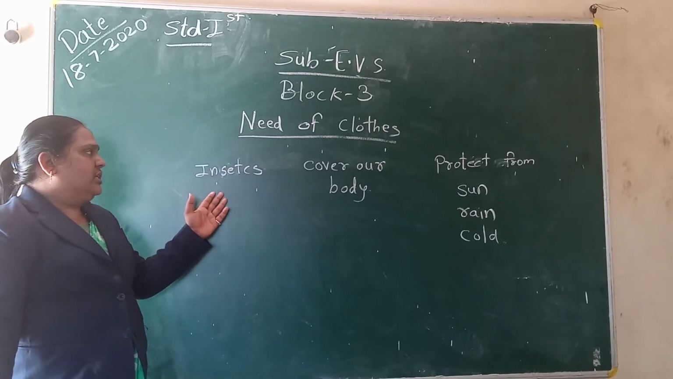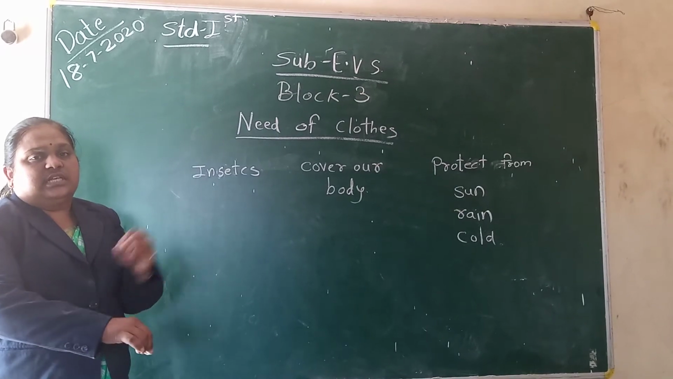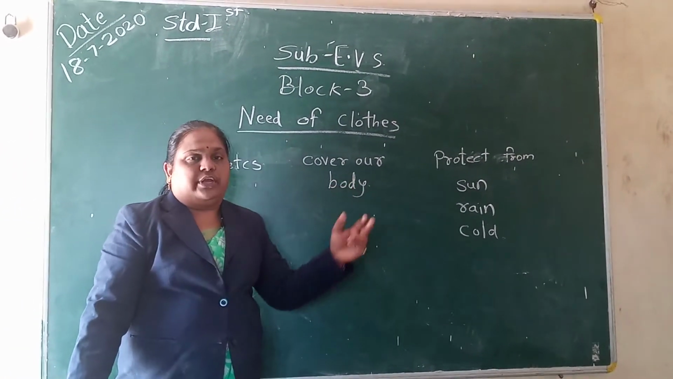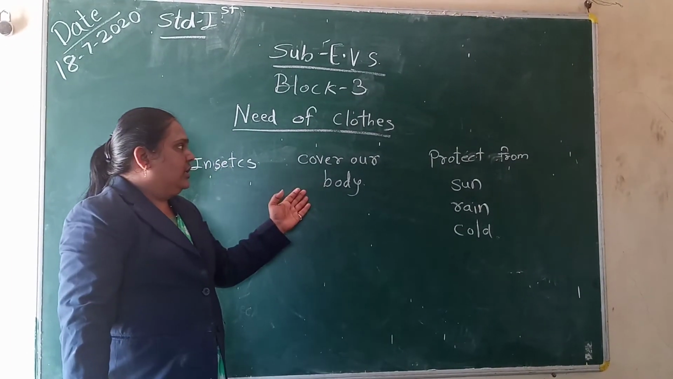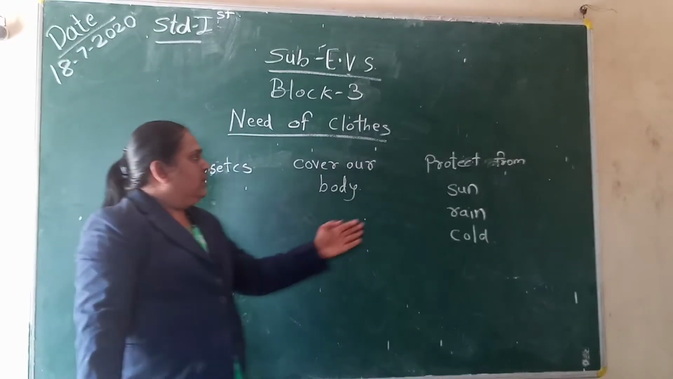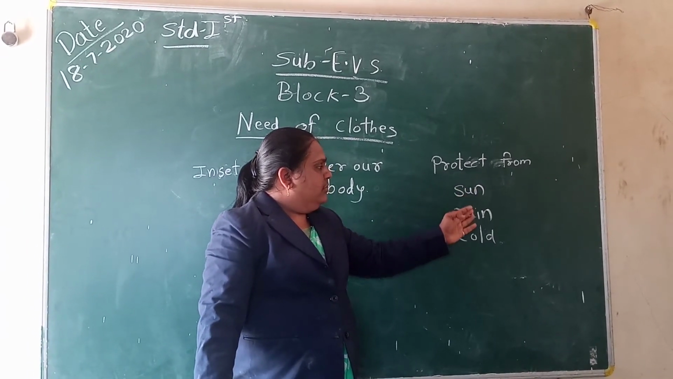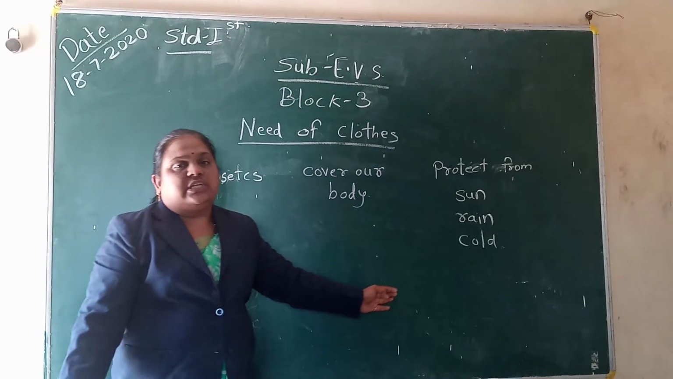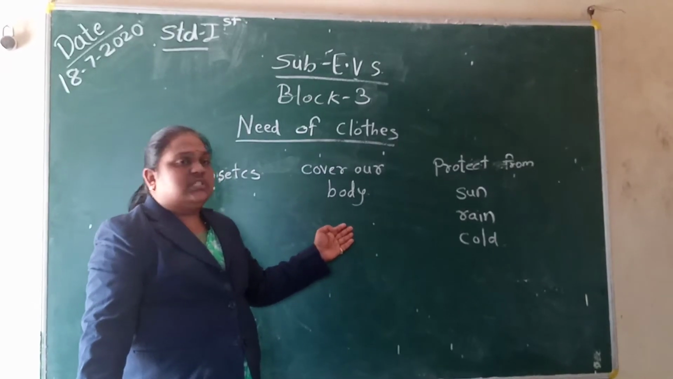It protects us from the insects also. If long sleeves are there, the insects will not bite us. After that, clothes cover our body, because our body should be covered every time, so we wear clothes. They protect us from sun, rain and cold. So these are the things that clothes give us.